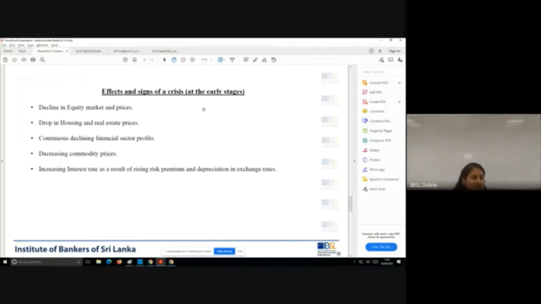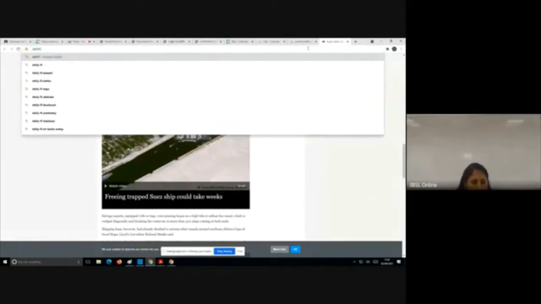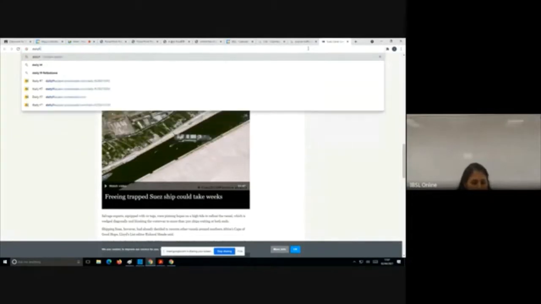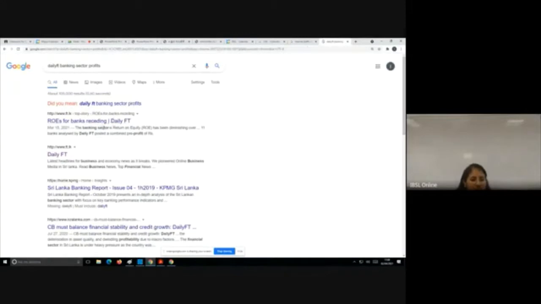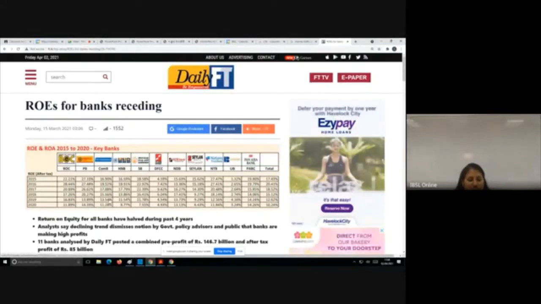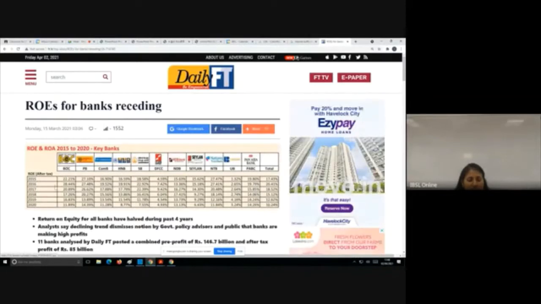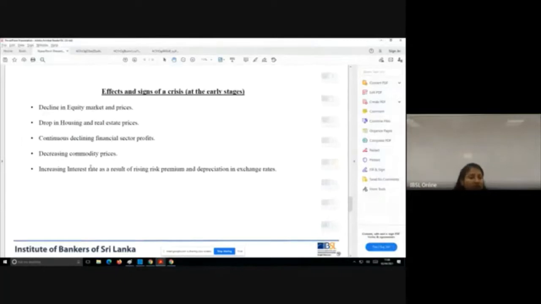Continuous declining financial sector profit. So if the banking sector especially is facing declining in profit continuously, then it's an alarm. Recently also, if you had seen, there was an article in FT where they spoke about analyzing the banking sector profits. This is the article for you, 15th of March, where they analyzed the profitability for the last 5 years, and they noted how the profitability kept on declining. Okay, so when you have continuous declining in financial sector profits, that's also an alarming sign.